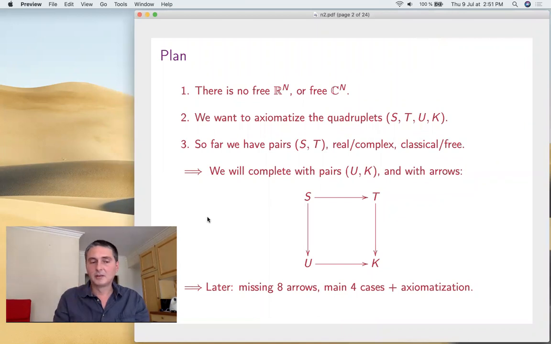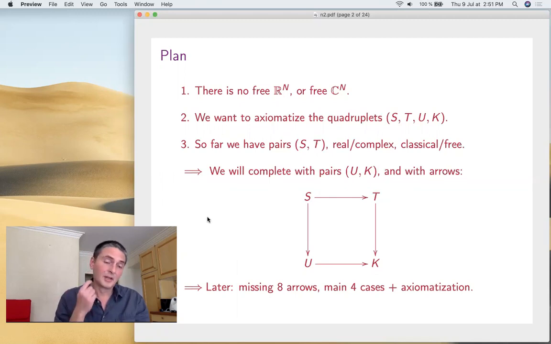Okay, so as I was telling you, no free Rn, no free Cn. So that's why we have to look into these quadruplets. I mean, the most basic objects besides Rn, Cn themselves, which are the sphere, torus, unitary group, and reflections. And so far we have pairs, spheres, and tori. Just in the four cases, there are of course some other geometries.